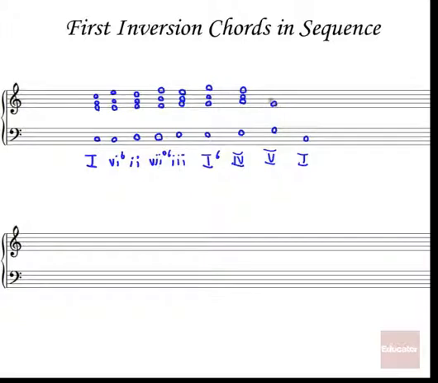So G, B, D, and then we can make a cadence here by keeping the common tone and moving B to C and D to E. So this was an example of the root position to 6th first inversion sequence.